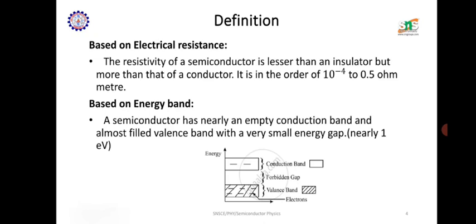It can also be defined based on energy band theory. A semiconductor has a nearly empty conduction band and an almost filled valence band with a very small energy gap. That energy gap is nearly 1 electron volt, and the picture shows the energy band diagram for a semiconductor.